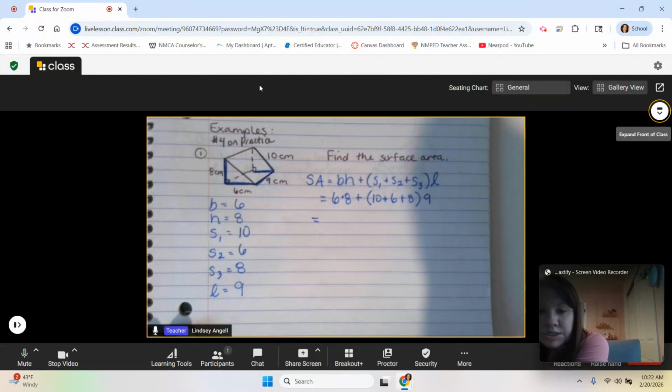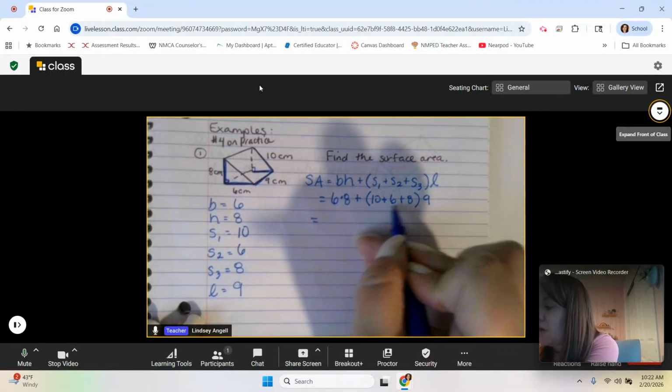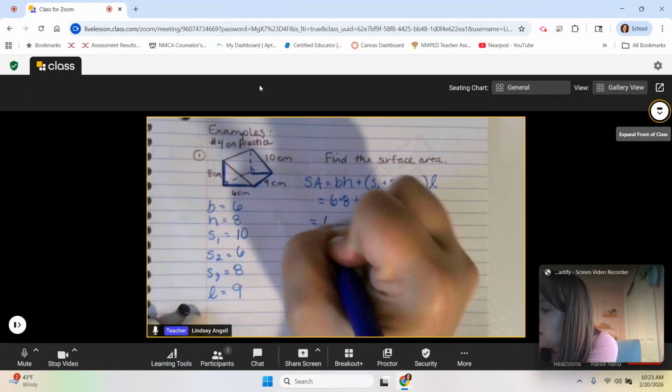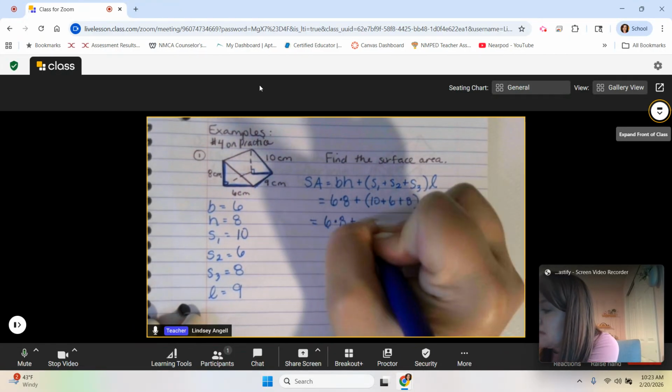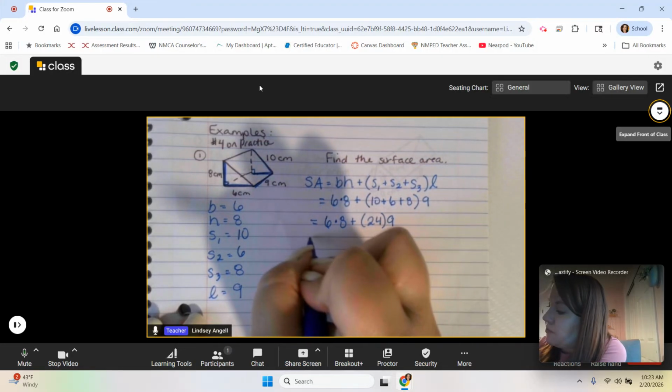Okay, well, according to the order of operations, we have to do whatever is in the parentheses first. So we're going to add all of these together. 10 plus 6 is 16, plus another 8 is 24. So we have 6 times 8 plus 24 times 9.